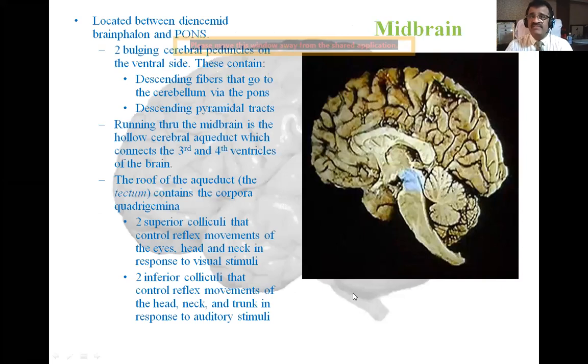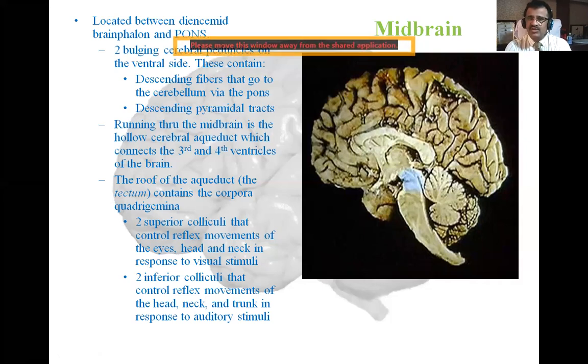A little more information about the midbrain I am showing you in this slide. This bluish colored portion shown in this image is your midbrain. It is located between the diencephalon and the pons. This is the diencephalon and this is the pons. Two bulging cerebral peduncles on the ventral side contain descending fibers that go to the cerebellum via the pons, and descending pyramidal tracts.